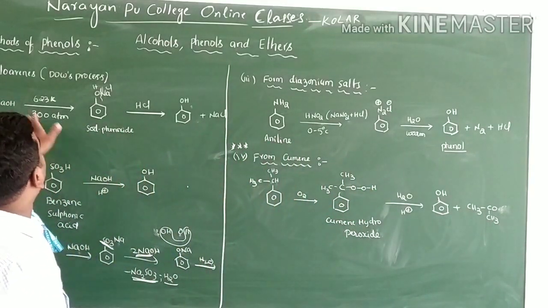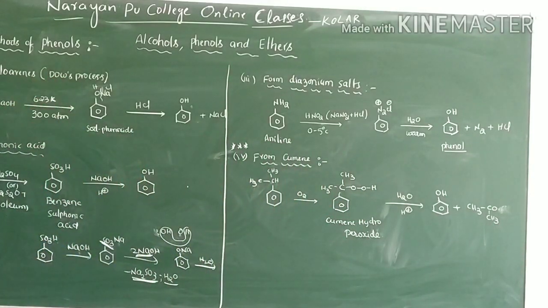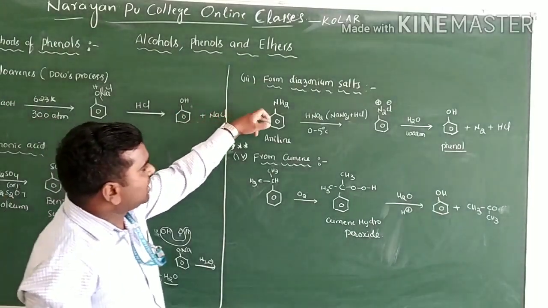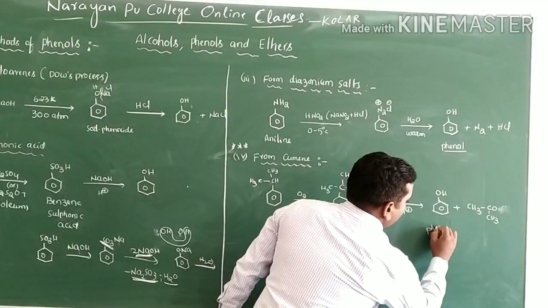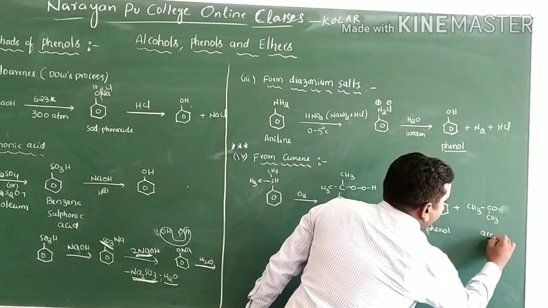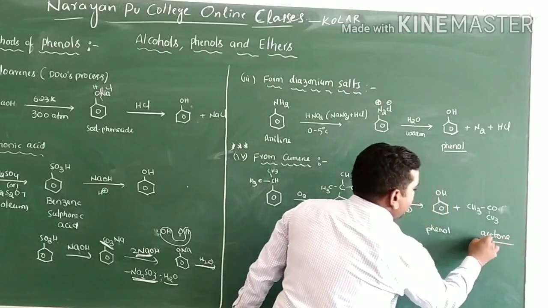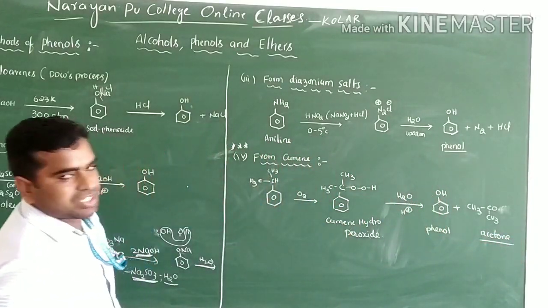So these are the preparation methods of phenol. The first one is from haloarene by Dow's process, then from sulfonic acid, then from benzene diazonium chloride. The last one is cumene, very important. The byproduct in the preparation of phenol from cumene is acetone.